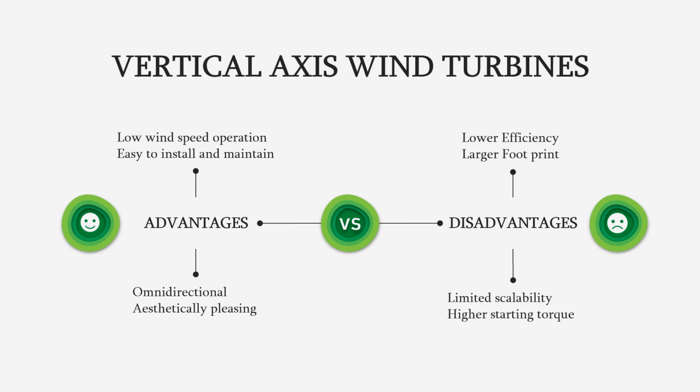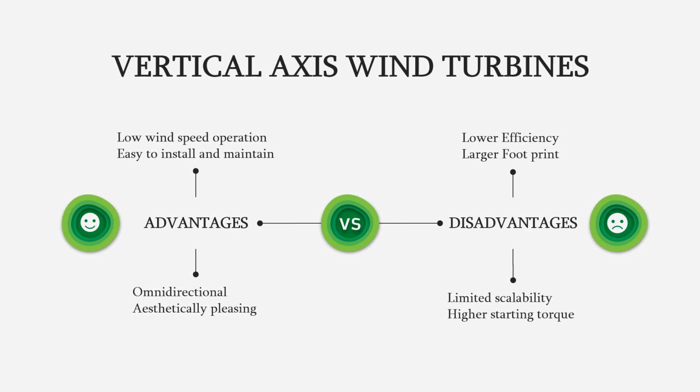The vertical axis wind turbines are generally not well suited for large scale power generation, making them more suitable for small scale and residential applications. More difficult to integrate into the power grid. Vertical axis wind turbines may be more difficult to integrate into the power grid than horizontal axis wind turbines, which can limit their use in utility scale applications.